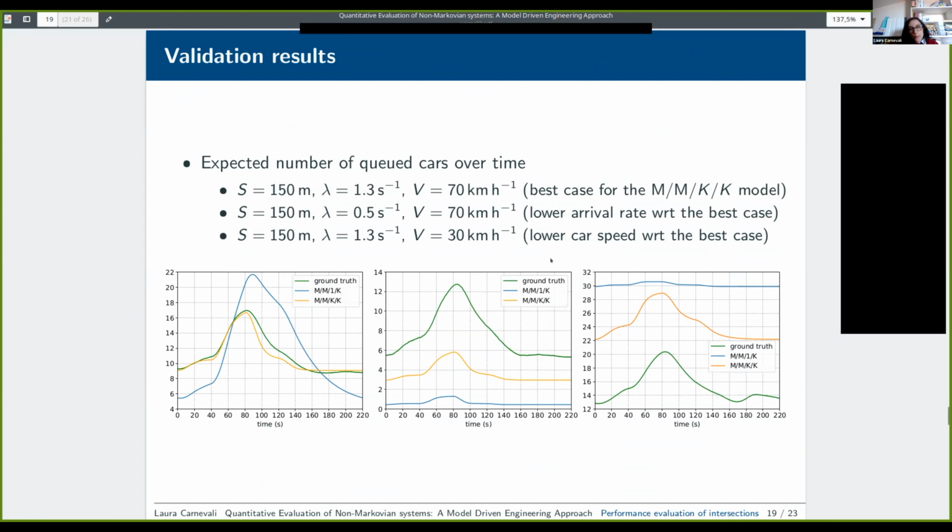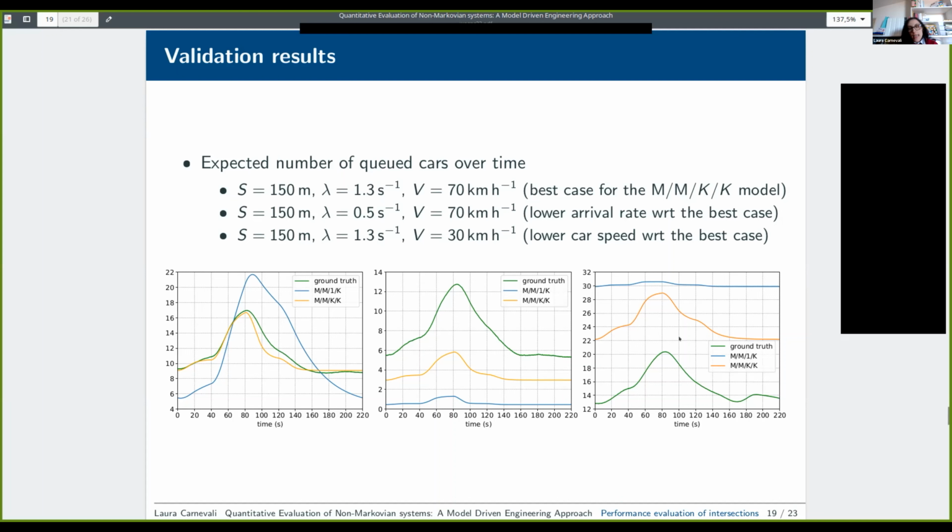In particular, we can see that in the cases where we have low arrival rate, the MMKK model tends to underestimate the expected number of queued cars, and this is mainly due to the fact that the multiple server semantics is not able to accurately capture the single vehicle dynamics, of course.